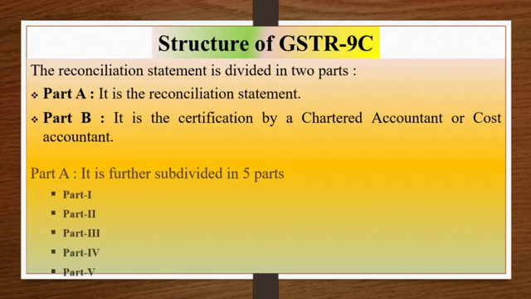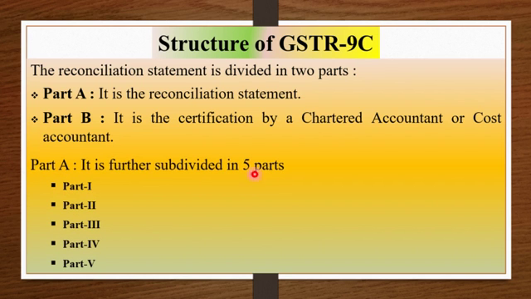In that part A, it is further subdivided into 5 parts. Part 1 seeks basic details about the registered person like financial year, GSTIN, legal name, trade name. It is also required to mention whether the registered person is liable to be audited under any other act. Part 2, this part requires the reconciliation of turnover declared in audited financial statement with turnover declared in annual return. There may be so many reasons for such differences.